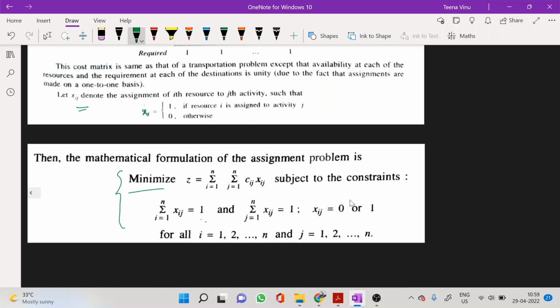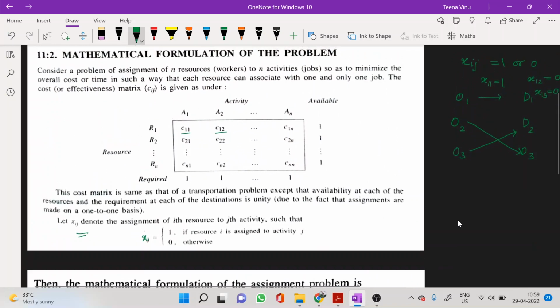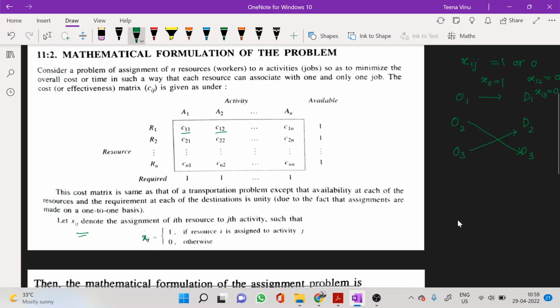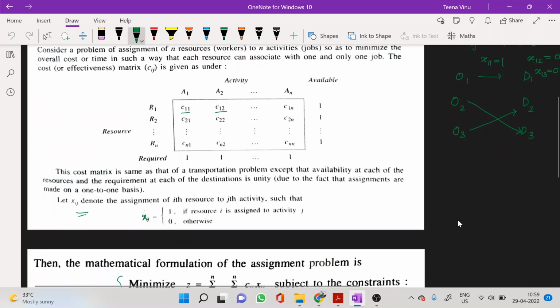So this is the basis, a basic thing about the assignment problem. The assignment problem is a linear programming problem. It is a special class of transportation problem, where the number of origins is equal to the number of destinations, and the availabilities are all equal to 1 corresponding to the different origins or source points, and the requirements at different destinations or activities are also equal to 1. So these are the distinguishing features of the assignment problem when compared with the transportation problem.